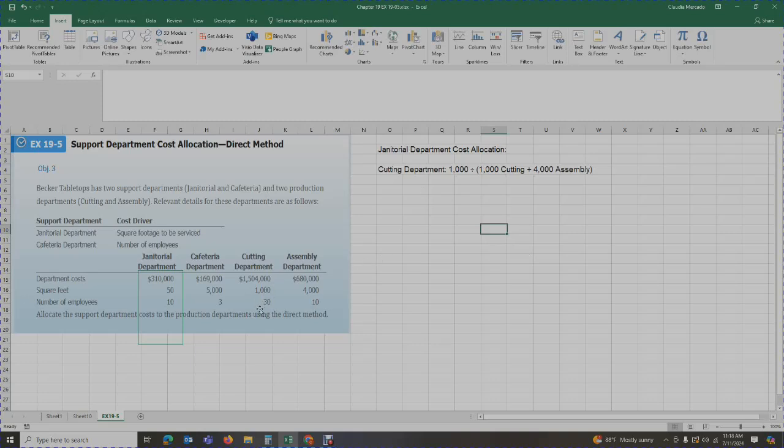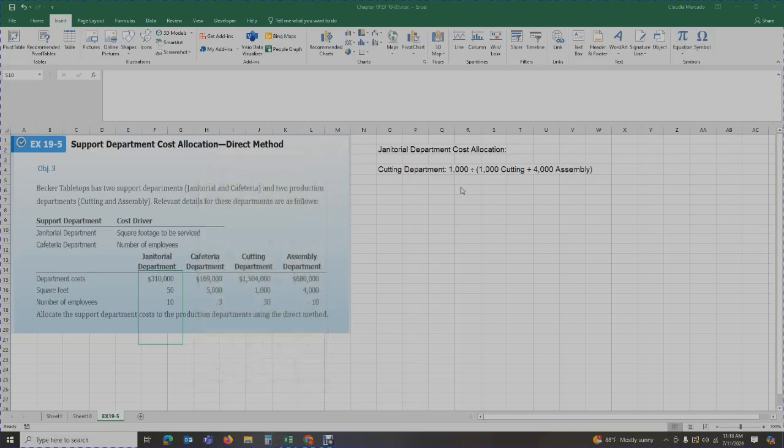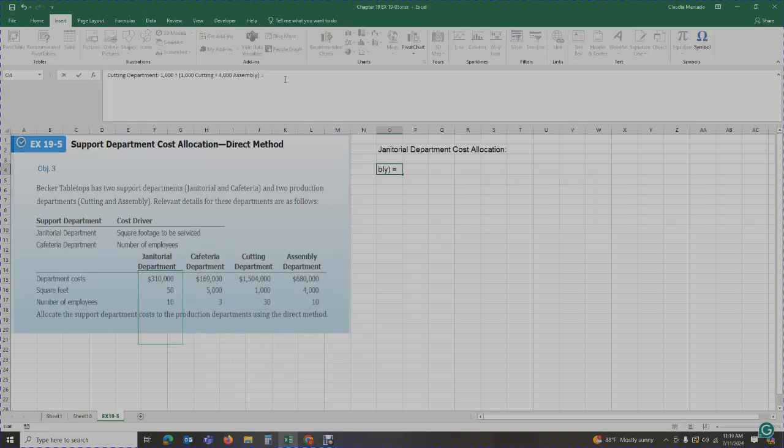So the cutting department has 1,000 square feet, and we're going to divide that by the total of the two departments, which is the 1,000 cutting and the 4,000 assembly. That's 5,000 square feet in total. So 1,000 square feet divided by 5,000 in total of the two production departments is going to give me 20%. The cutting department is 20% of the total janitorial services to be serviced.